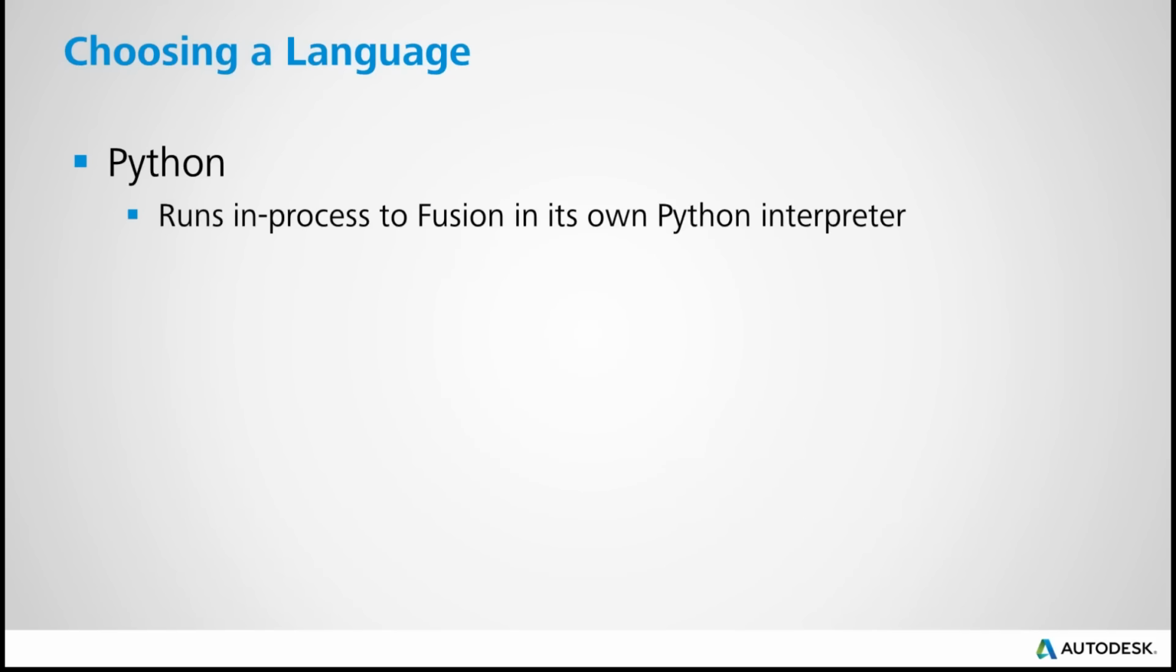And Python runs in process to Fusion in its own Python interpreter. So JavaScript, remember, is running out of process, while this runs in process, and the result of that is two things. One, running in process, and then it has less overhead too, in how it calls the API. So Python can be quite a bit faster than JavaScript.